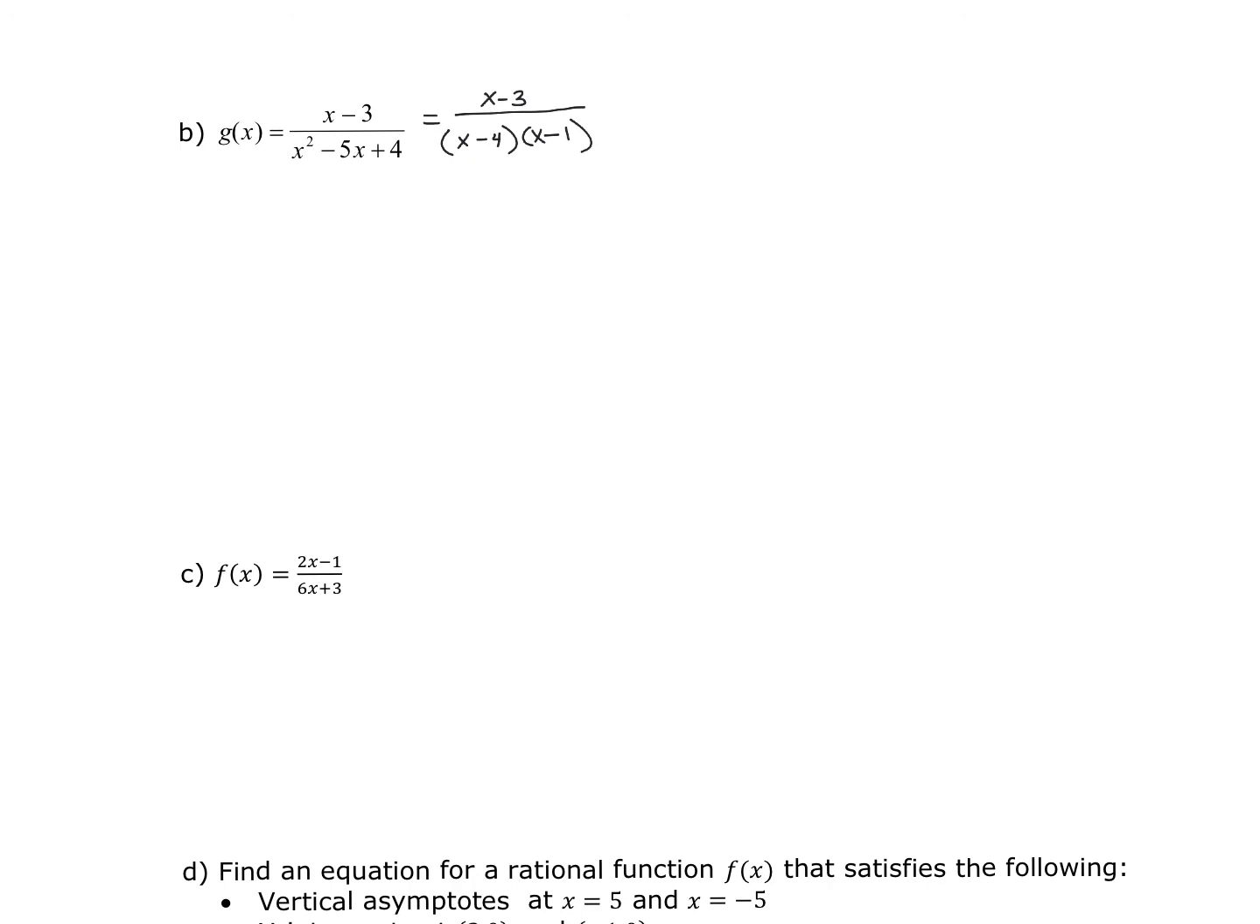So the domain for this function would be that x cannot equal 4 and x cannot equal 1, because those are the values that would make the denominator 0. And so that translates to our vertical asymptotes, which are the equations x equals 4 and x equals 1.